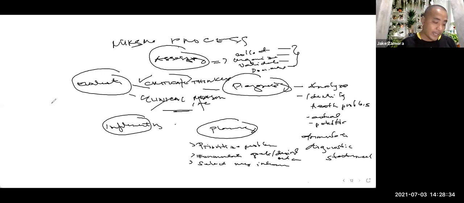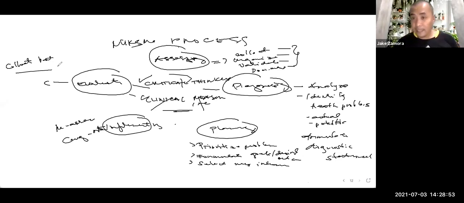In implementation, we reassess and then we carry out. There are other steps that are needed; I will discuss them later. And then in evaluation, we again collect data, analyze data, compare data. Later on, I will discuss that. So these are the things that we do when we talk of the nursing process.